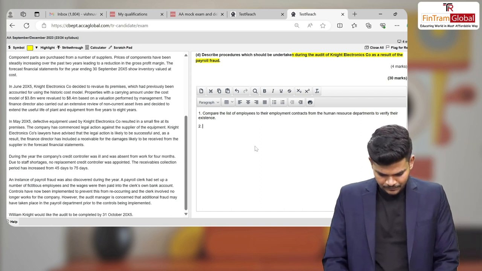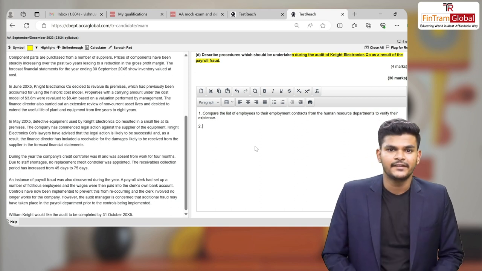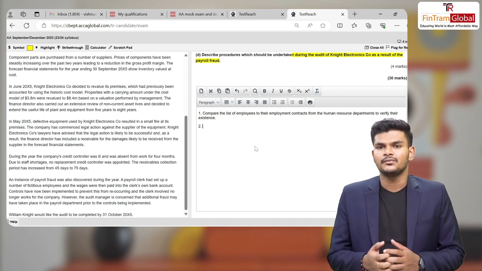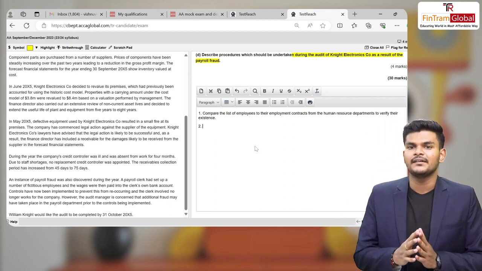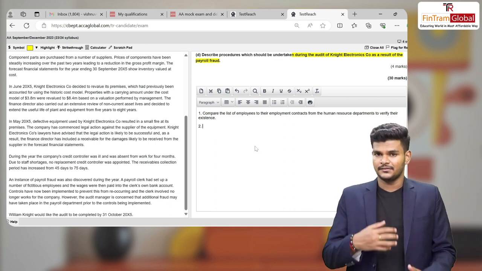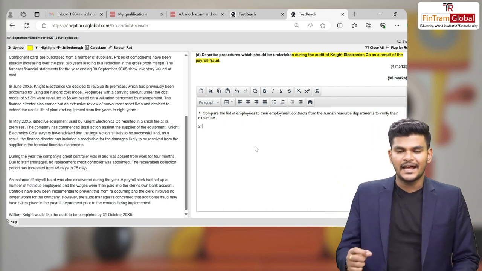And secondly, whenever there is a fraud that has been discovered, the most important thing that you have to do is test the controls. Okay, folks, like we noted that one particular control is not operating effectively, there is a fraudulent activity, so does the other control also have the same thing? So that needs to be mentioned.